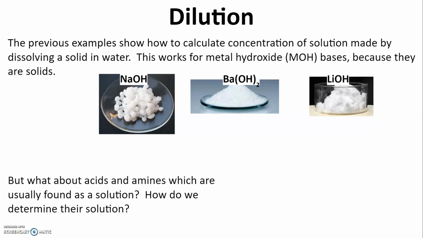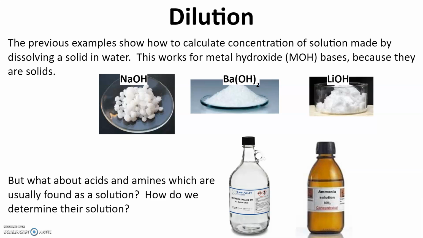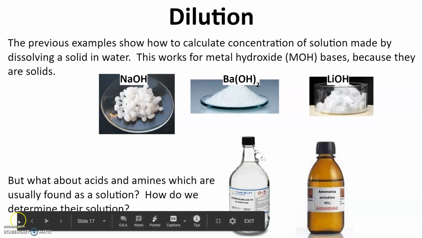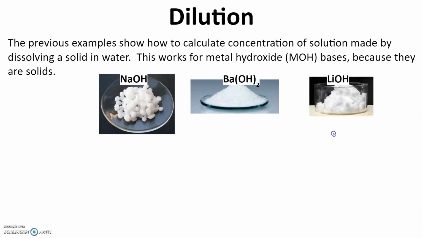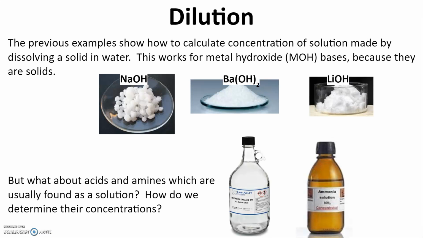But what about in the case of acids or amines, which are not solids? Usually they're found in solution, but if you were to get pure hydrochloric acid, that's not in solution, it's actually a gas. And in this gaseous form it doesn't really act as an acid. It has to be in solution to act as an acid. So what do we do in this case? How do we determine their concentrations? How do we determine the concentrations of an acid or an amine?